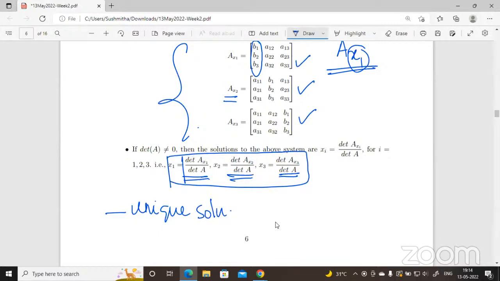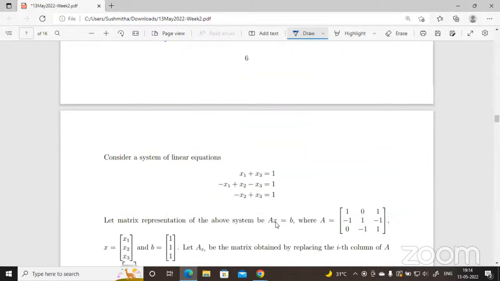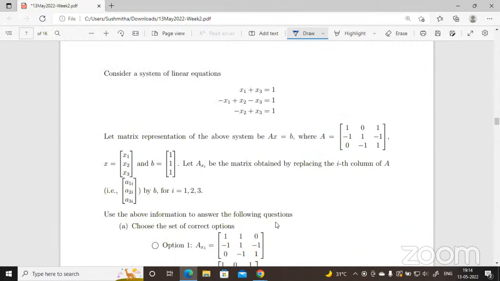Ma'am, can you please explain this one with an example? Only square matrices have a non-zero determinant. We don't have the concept of determinant for a rectangular matrix. Determinants are only for square matrices. That's why we have taken only a square matrix.